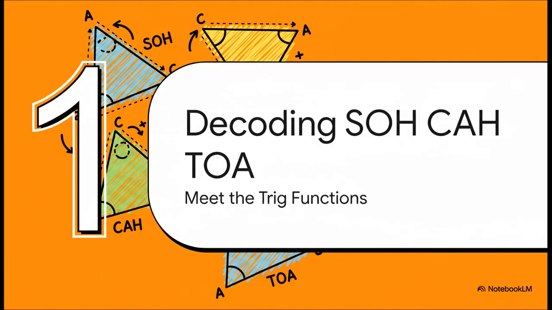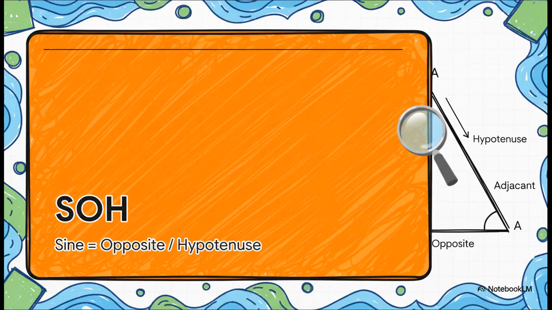Okay, so we know the players. Now it's time to learn the rules of the game. Let's finally break down what SOH-CAH-TOA actually means. This is where the magic happens. Let's start with SOH. The S stands for sine, the O is for opposite, and the H is for hypotenuse. So what this means is that the sine of an angle is just the length of the opposite side divided by the length of the hypotenuse. That's all it is, a simple ratio.